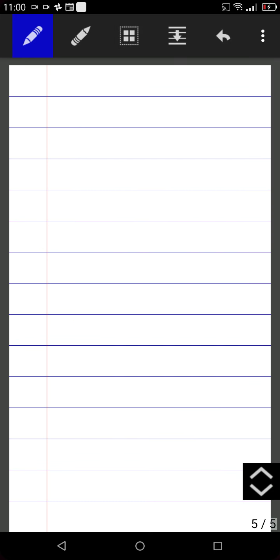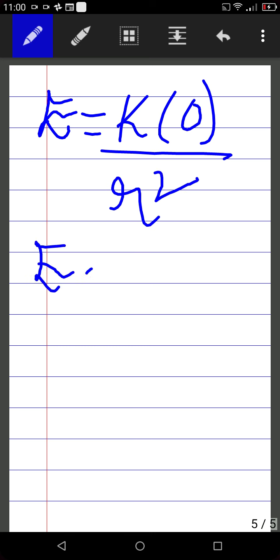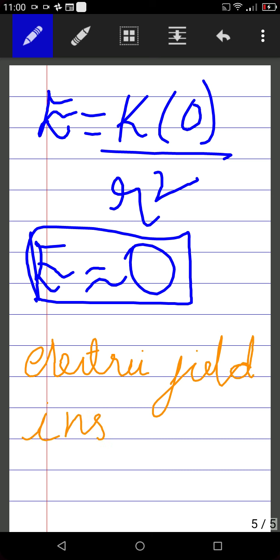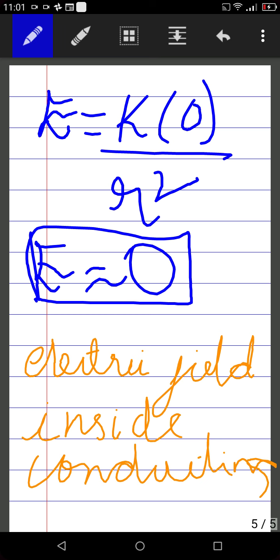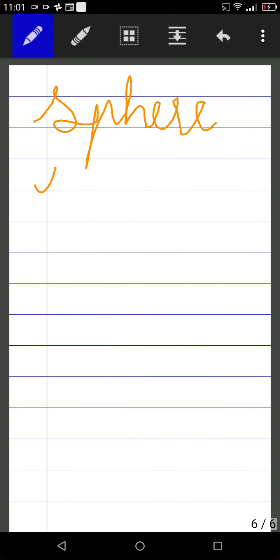Just now we have seen that the charge inside the conducting sphere is 0. Then we can write E is equal to k into 0 by r square. If this is 0, that means E is equal to 0. Finally, what is the conclusion? The conclusion is the electric field inside a conducting sphere is 0.